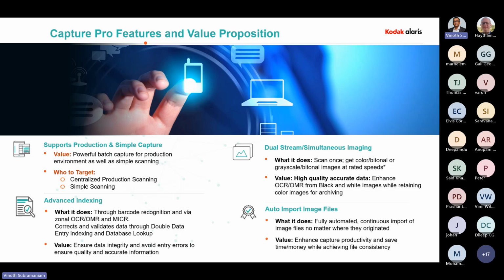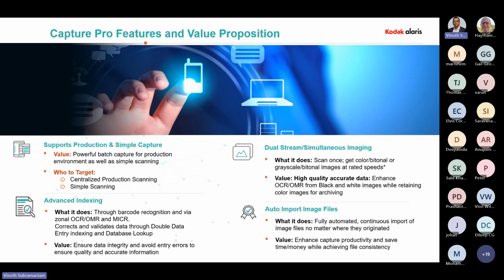And also we can do a database lookup. For example, if you have existing data in your database, based on one key value, the rest of the data you can pull into your system, right? So we will cover all this in today's session: how to create a barcode zone, how to create an OCR zone, how to create OMR zones, database lookup, double entry. Everything will be covered in this training in detail.